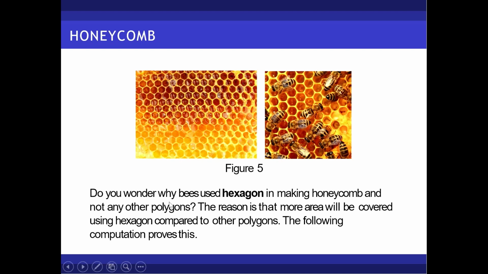Do you wonder why bees use hexagons in making honeycomb and not any other polygons? The reason is that more area will be covered using a hexagon compared to the other polygons. The following computation proves this.